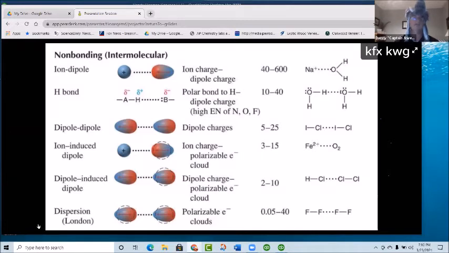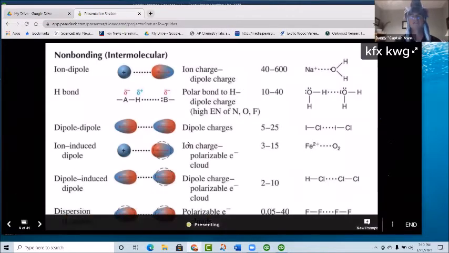And then we've got the induced ones. So an ion can make something that's normally not polar at all, polar. So an ion-induced dipole. And then you've got a dipole-induced dipole. So something that's polar causes something that's nonpolar to be polar for a brief moment, just by getting close to it, right?